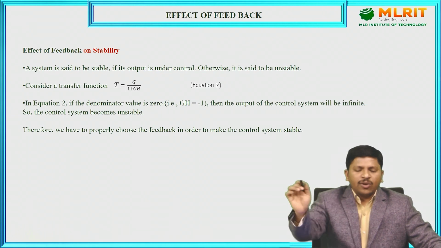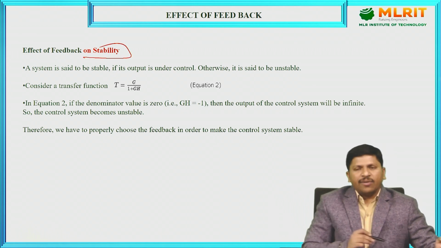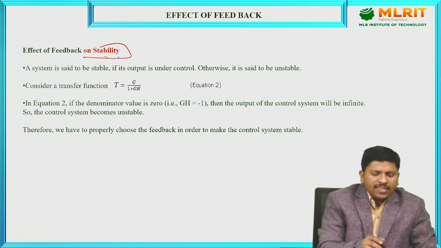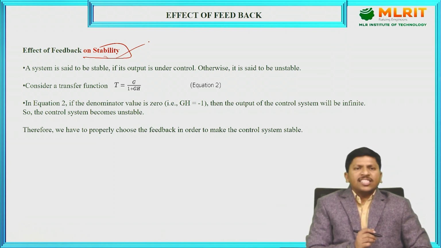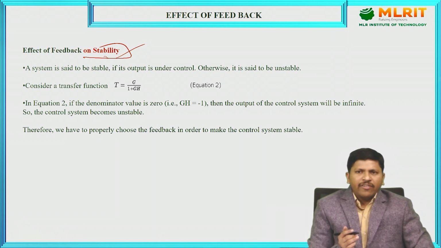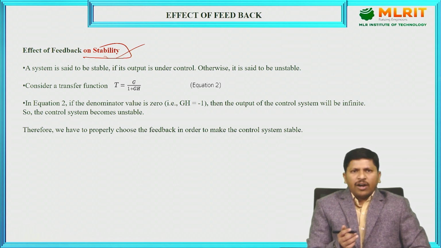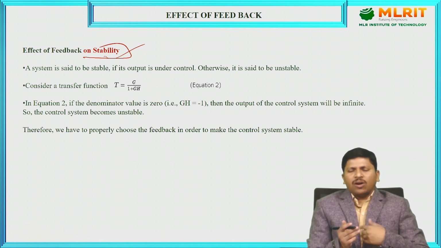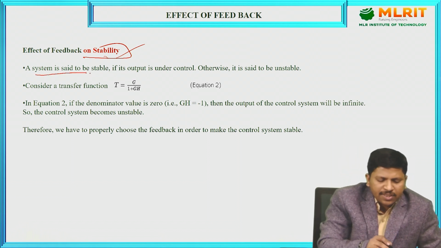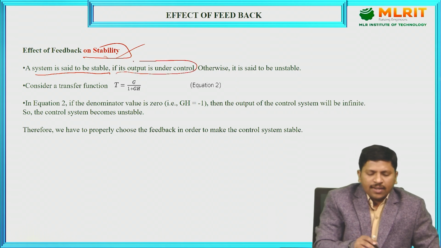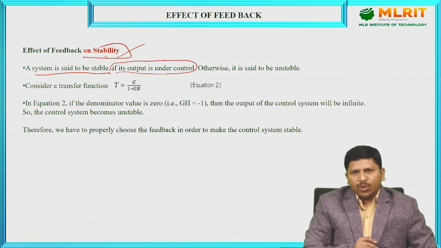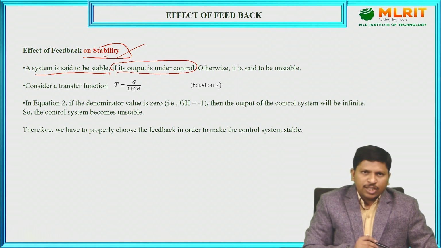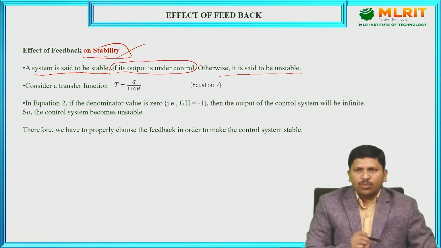Next, coming to the effect of feedback on stability. What is meant by stability? A system is said to be stable if its output is under control. If the output is under control, those types of systems are called stable systems. Otherwise, it is said to be unstable.